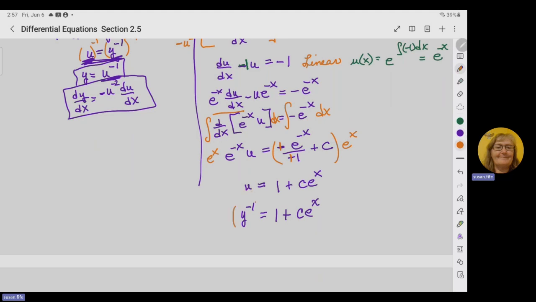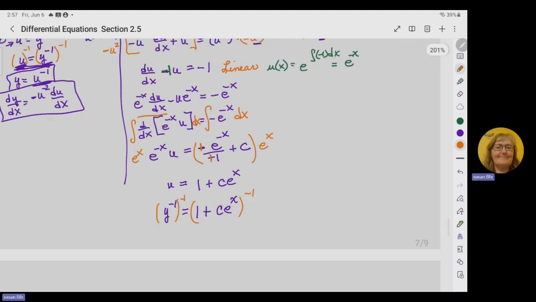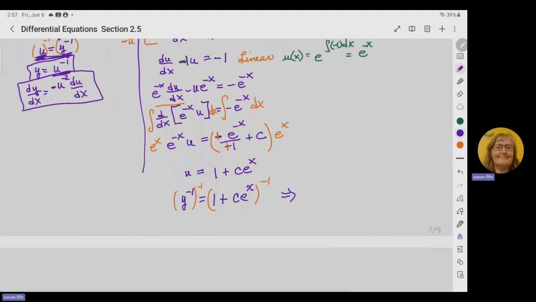And then if I raise both sides to the negative first power, I'll write my answer over here. We get y equals 1 over 1 plus c e to the x. And that is my general solution.